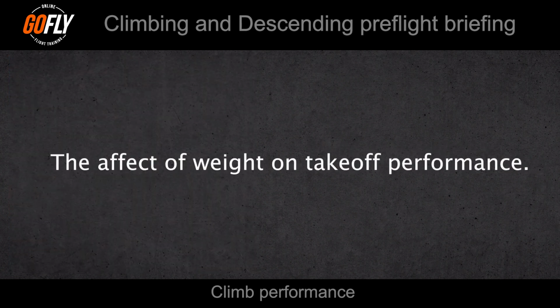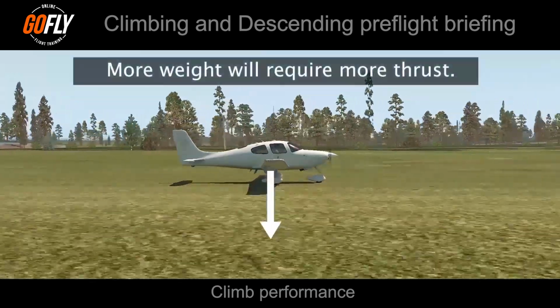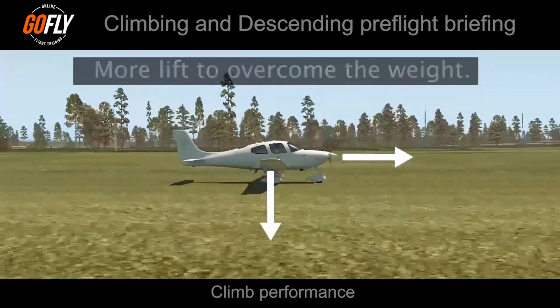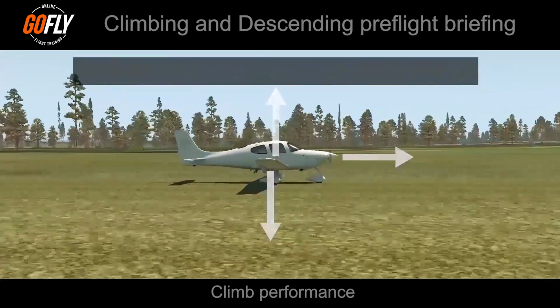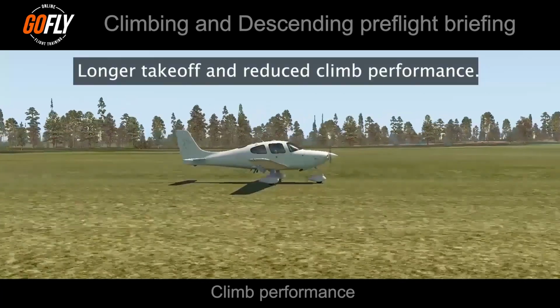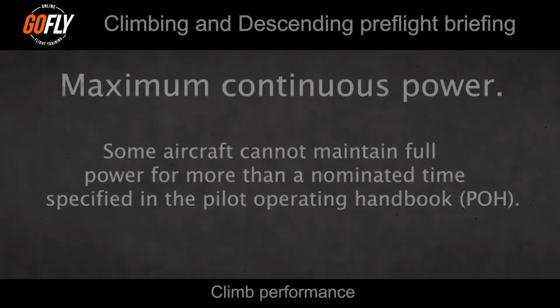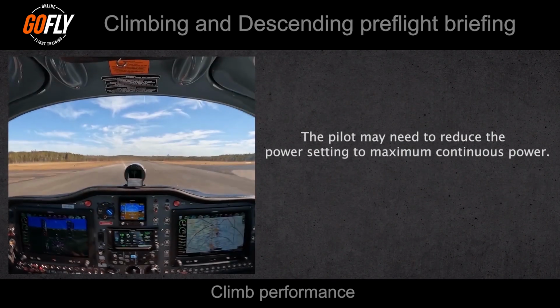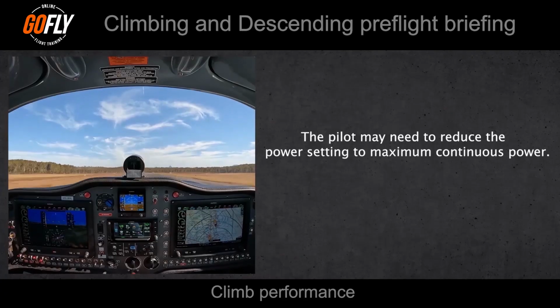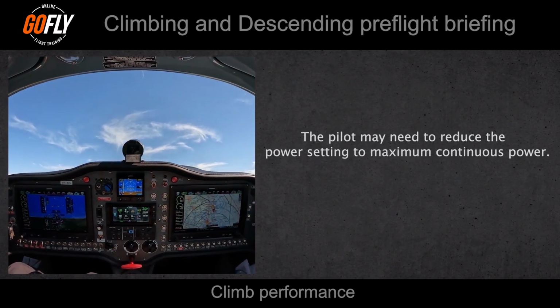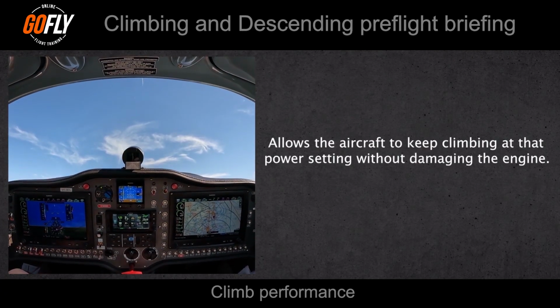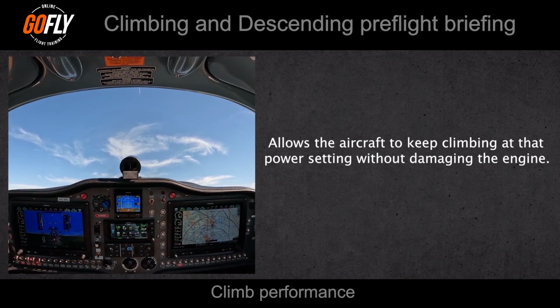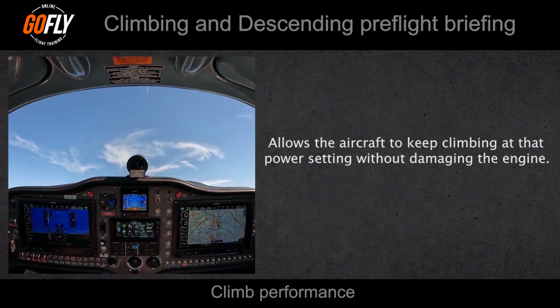Weight will also affect takeoff distance and climb performance for the aircraft. More weight will require more thrust to overcome inertia and more lift to overcome the weight. This will result in a longer takeoff run and reduced climb performance. Many aircraft cannot maintain full power for more than a nominated time. After takeoff power, the pilot may need to reduce the power to what is known as maximum continuous power. Maximum continuous power allows the aircraft to continue climbing with the maximum power available without damaging the aircraft.